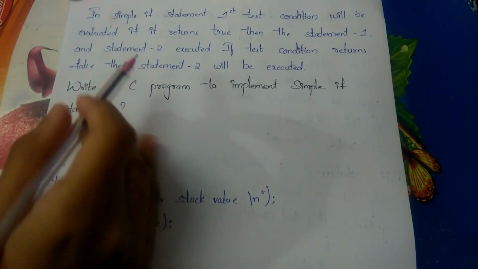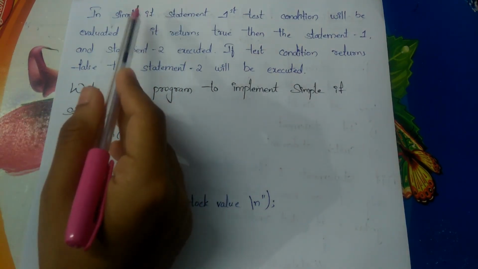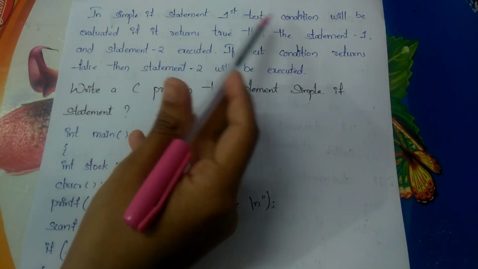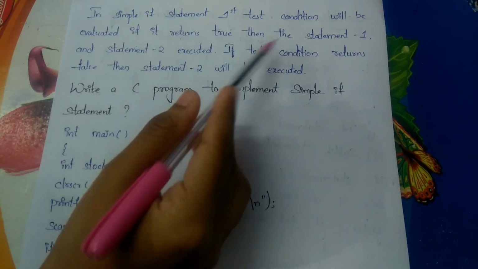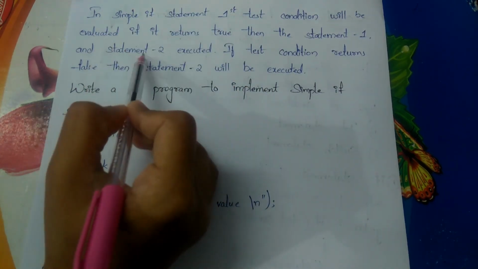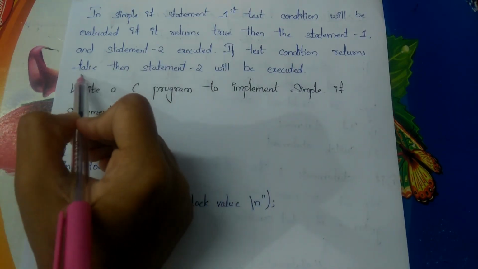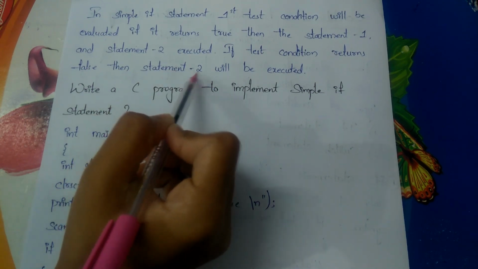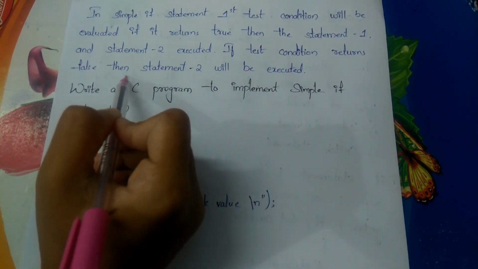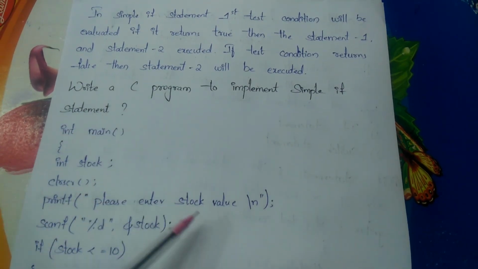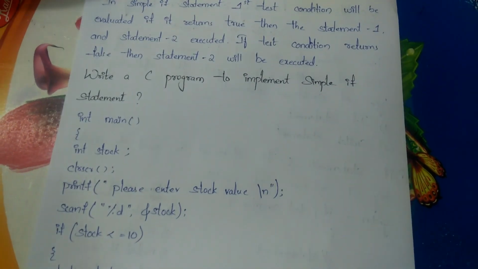The description for the previous diagram: in the simple if statement, first the test condition will be evaluated. If it returns true, then statement 1 and statement 2 are executed. If the test condition returns false, then only statement 2 will be executed. Now let's see the program for this. Write a C program to implement the simple if statement. This is a very small one.